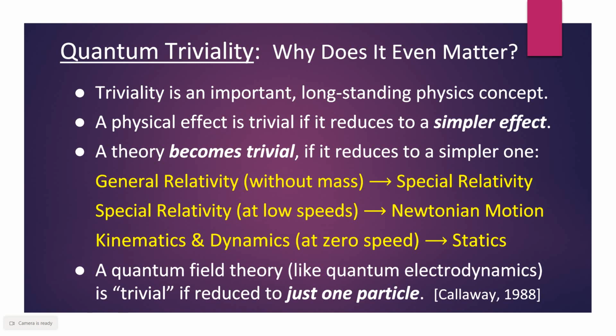So a quantum field theory, like quantum electrodynamics, is trivial if it reduces to just one particle. This is a general principle in quantum field theory since the 80s, even before that, in fact. And it's interesting that this concept of triviality from quantum field theory applies so well in quantum chemistry, where indeed it is the standard approach to imagine replacing the multi-electron system, removing all the interactions, and assuming it can be replicated by just one particle, one electron.